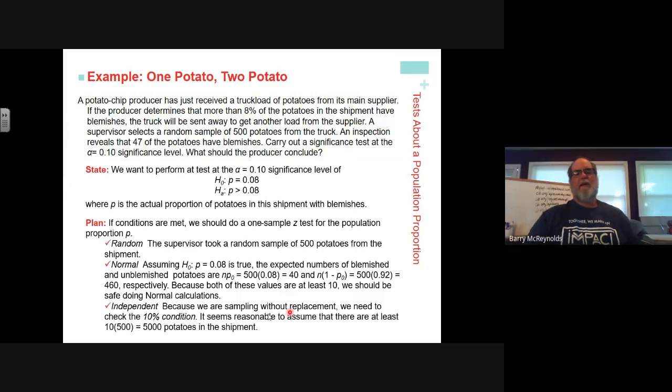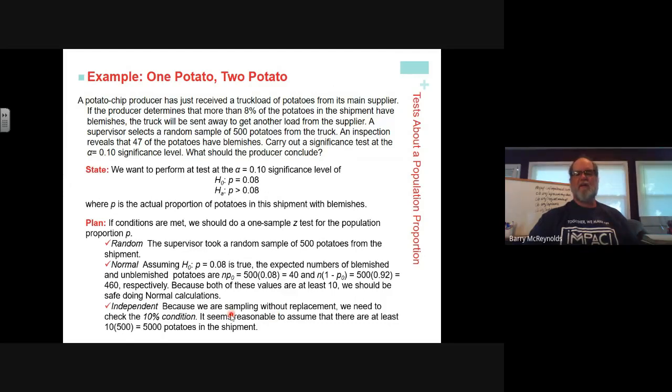Then we are sampling without replacement, so we need to check the 10% condition. We have a truckload of potatoes. If we're taking a sample of 500, it makes sense that there are more than 5,000 on a truck. That might be a little difficult to envision, whatever scenario they give you, but hopefully it'll be obvious.